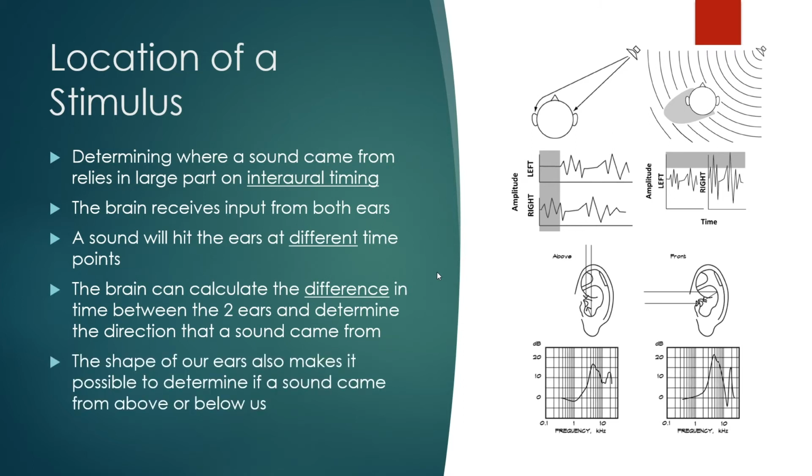The shape of our ear also makes it so that we can do up and down location. Because if it's coming from the top, then it's going to bounce off of this part of our ear, this part of our pinna, and then bounce up into the ear. So this one's a lot more complicated. I don't know the nuance of how the brain is actually calculating that, but the shapes of our ears are very particular for locating sounds.